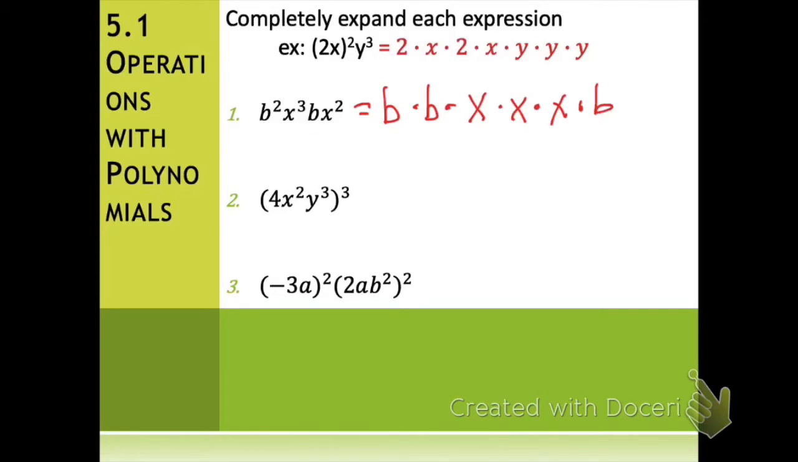And the last one, x, has an exponent of 2, so I'm going to write it twice. And there's my answer completely expanded.